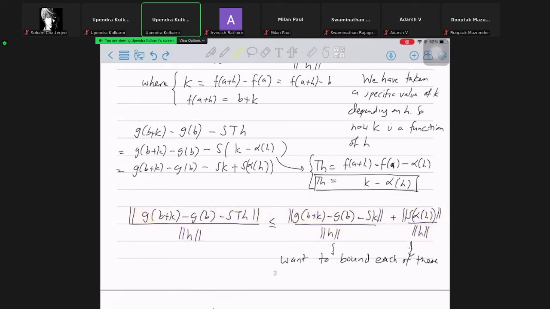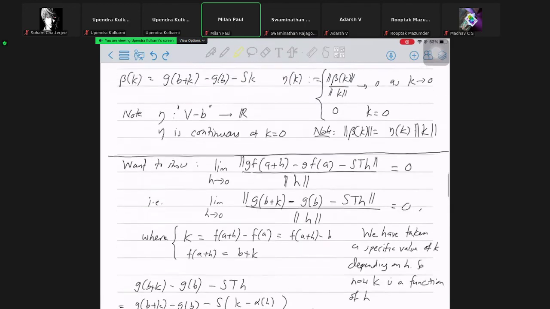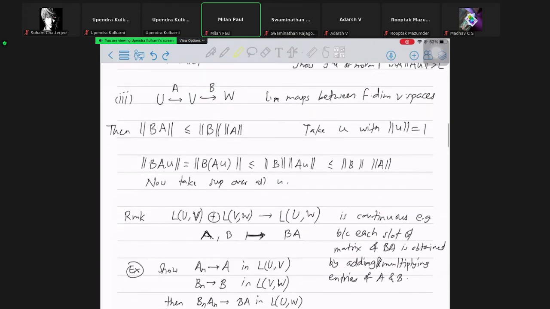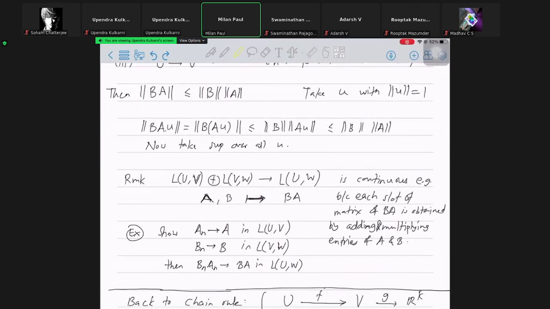Okay, so any questions? Can you take the part where we proved that multiplication of operators is continuous with respect to the operator norm? Yes. So can you explain that statement? I mean, what we are trying to prove in terms of epsilons and all that. Okay, so you mean the exercise that I gave you, or the proof that I sketched earlier? Yeah, the proof that you sketched earlier.